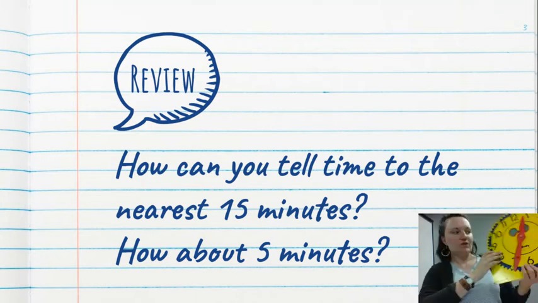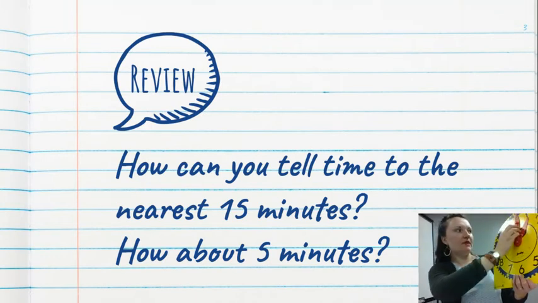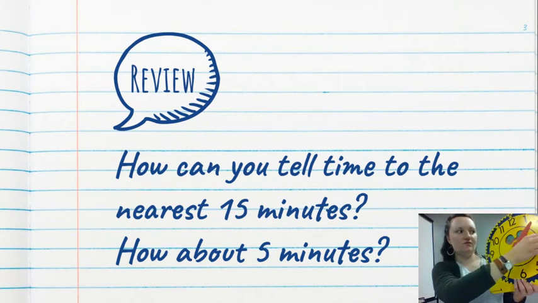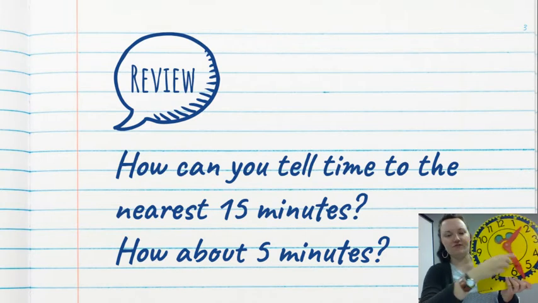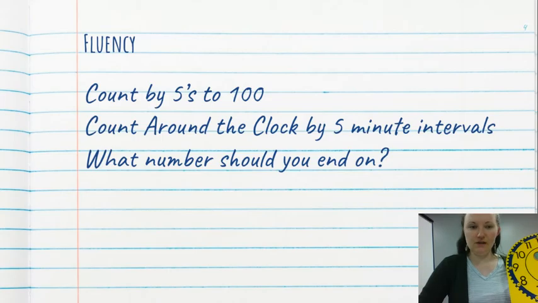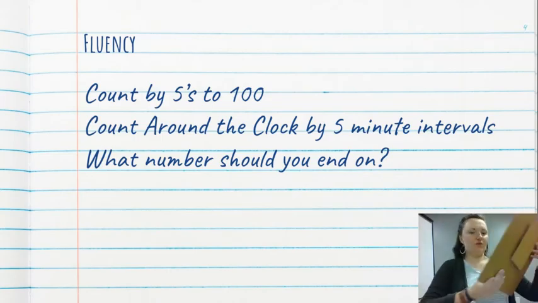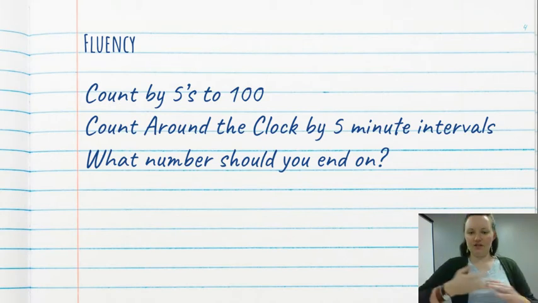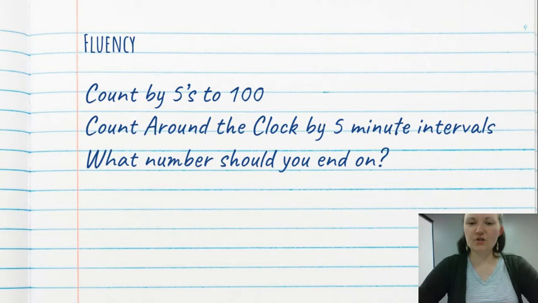Okay, so you would count by 5s. You'd start at the 1 and count by 5s. 5, 10, 15, 20, 25, 30, and so on. So, for fluency, you are going to count by 5s to 100 and then count around the clock by 5-minute intervals. So what number should you end on when you get to the 12? If you said 60, you're correct.